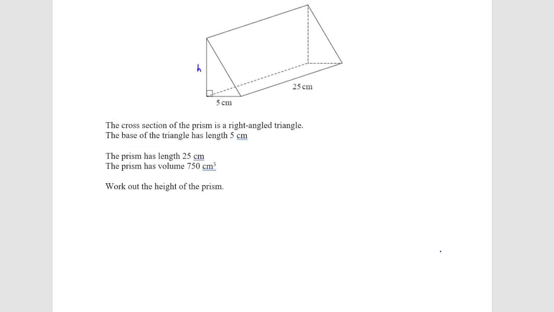So the volume of a prism is the cross-sectional area, which is a triangle, so a half of h times 5, times by the length of 25, and that's got to be equal to 750. So I'm going to get rid of the half by doubling both sides. So I'm going to say h times by 5 times by 25 is 125, and it's going to be equal to 1,500.